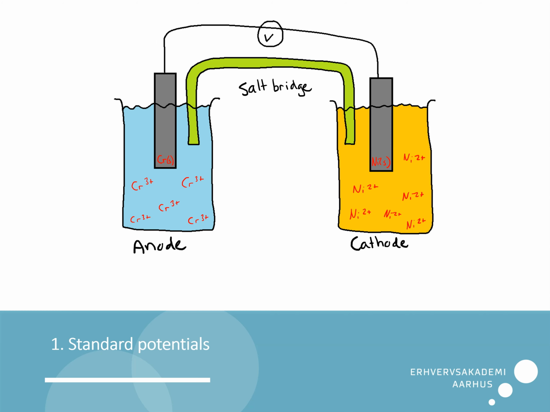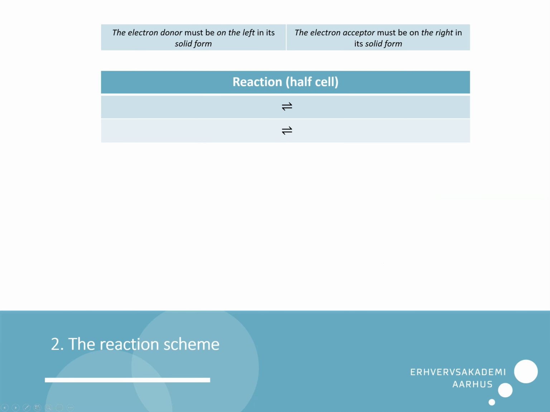We already performed step 1 in the last video and discovered that chromium is worse than nickel at holding on to its electrons and is therefore the anode placed to the left. We found the standard potentials and we calculated E0 cell to be 0.51 volt. The next step is writing up our reaction scheme, and when doing this, we always write the electron donor on the left in its solid form.